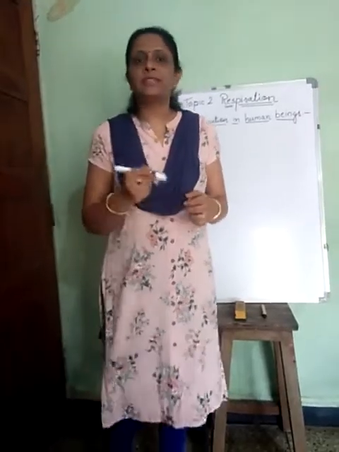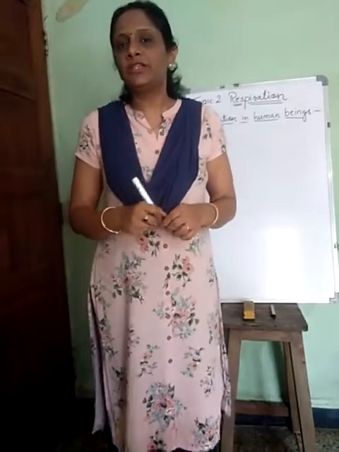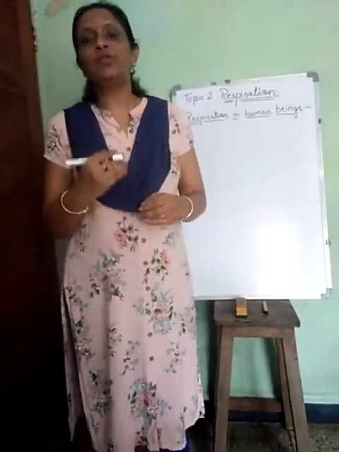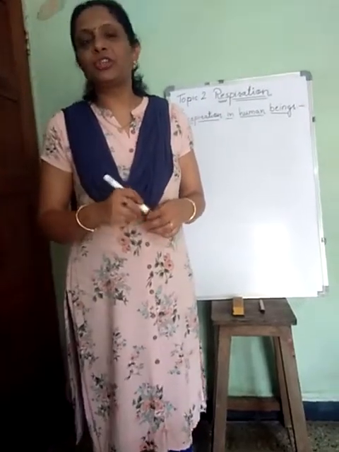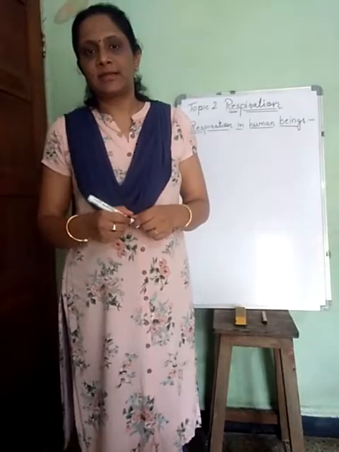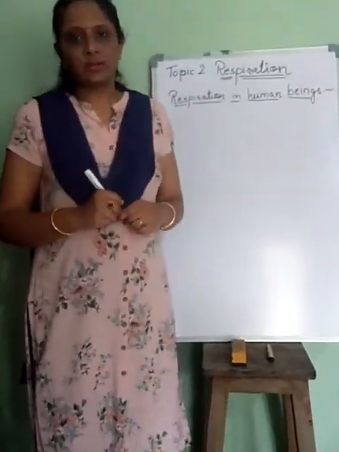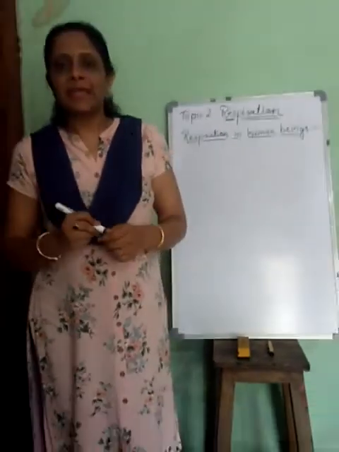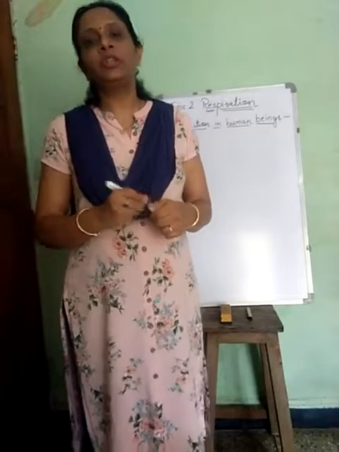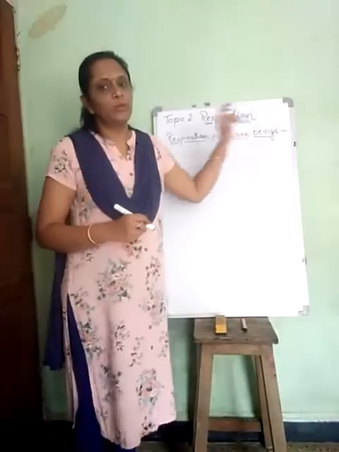Good afternoon, children. Yesterday we saw respiration in aquatic organisms and respiration in terrestrial organisms. In aquatic organisms, we saw how fish take in dissolved oxygen from the water and how they utilize it. Today we are going to see how terrestrial organisms respire, and as the example we are going to take respiration in human beings. So our today's topic is respiration in human beings.